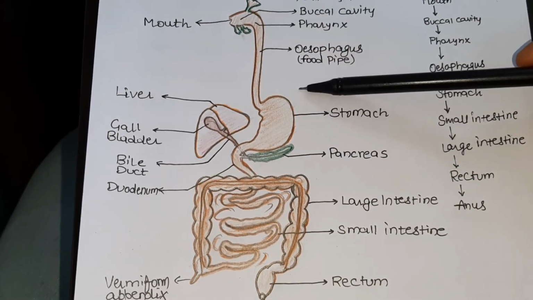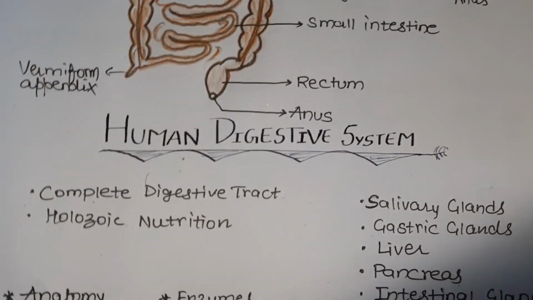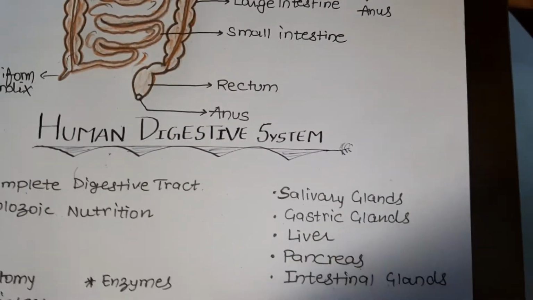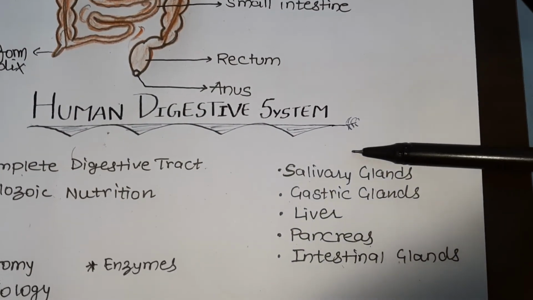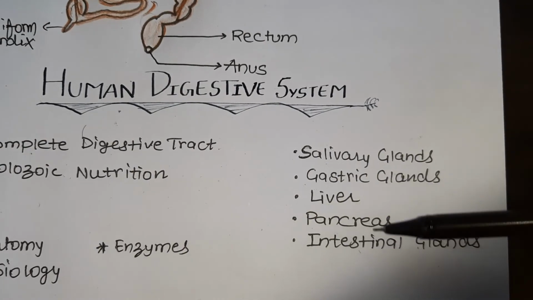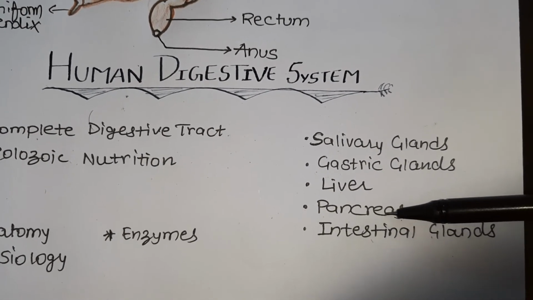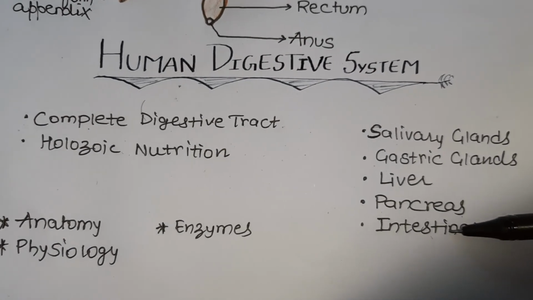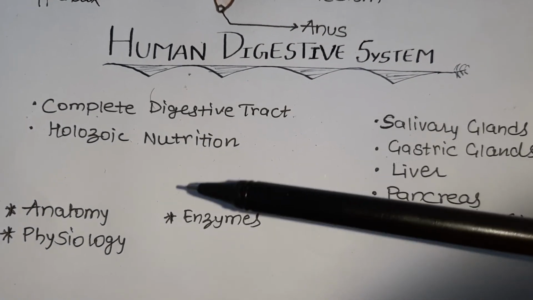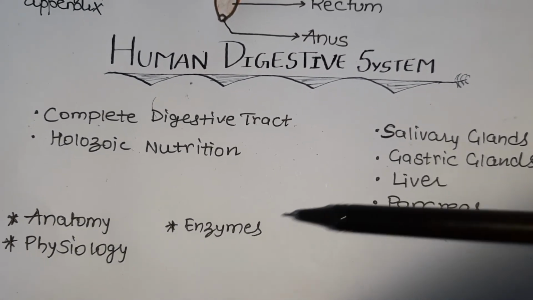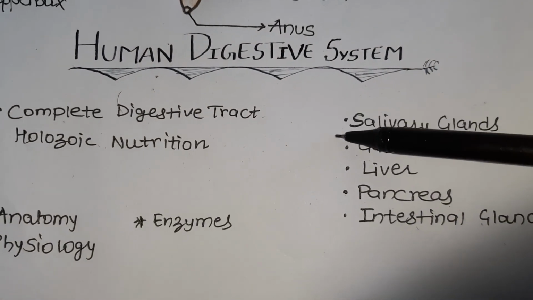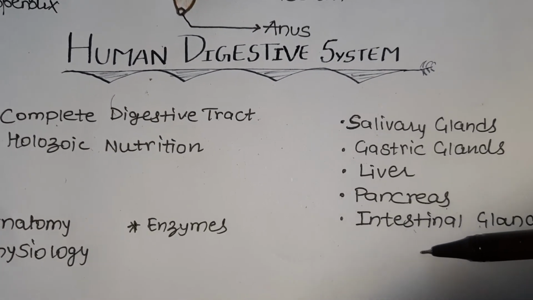In my next video, I will discuss the digestion of food and these 5 glands, that is salivary glands, gastric glands, liver, pancreas, and intestinal glands. And I will discuss what enzymes are and the various enzymes and their functions released by these glands.